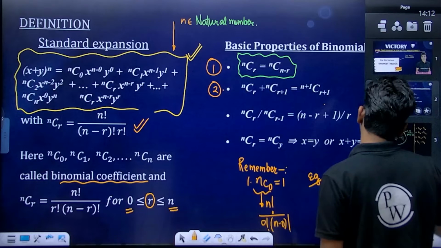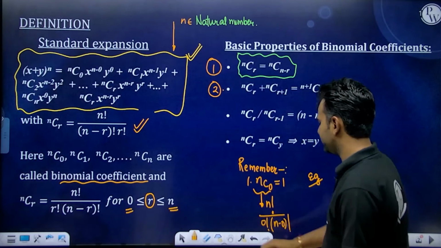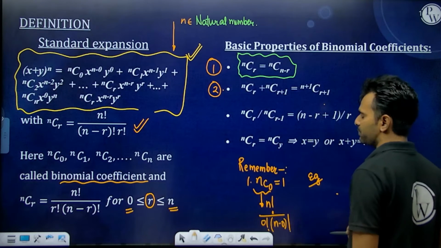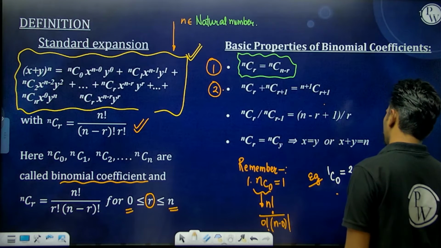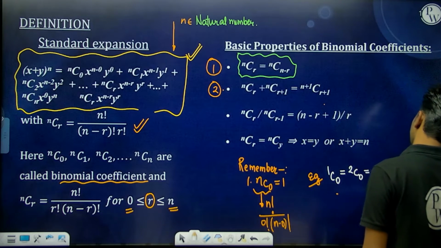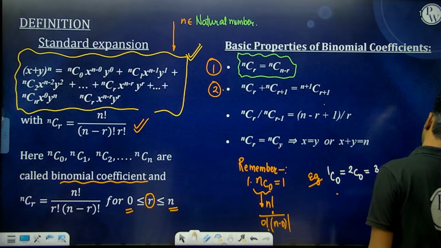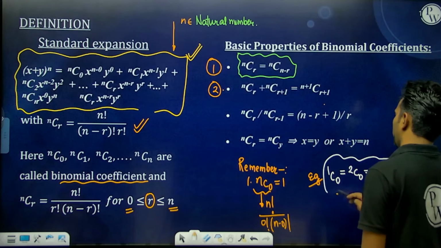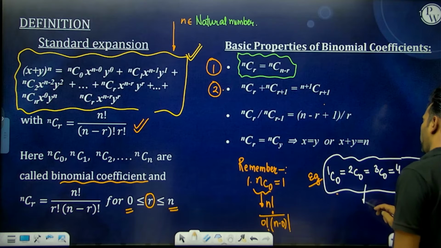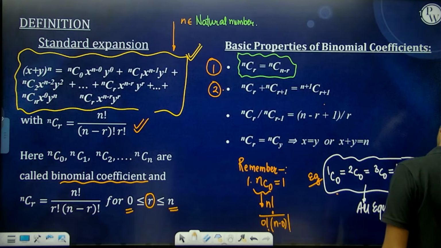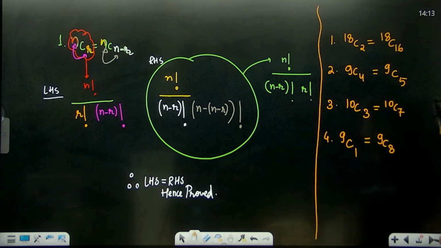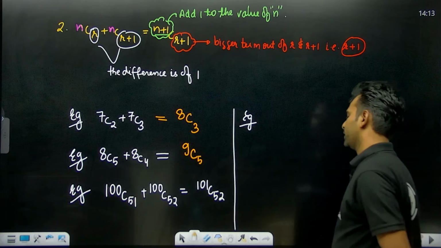Okay, so the value of nC0 is always equal to 1 irrespective of the value of n. So if I talk about what is 1C0, what is 2C0, what is 3C0, what is 4C0, what is 5C0, and so on, they are all equal to 1 only. Now, sir, why are you telling this property? We will come back to this page so that you guys can feel it.